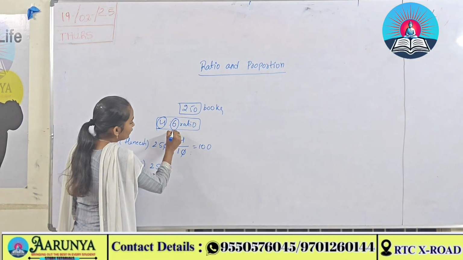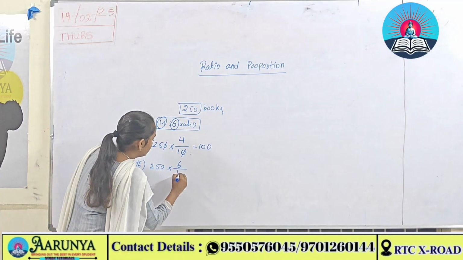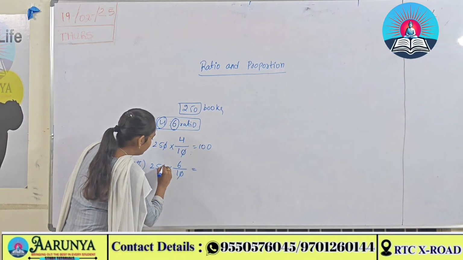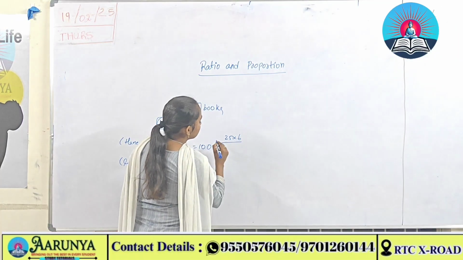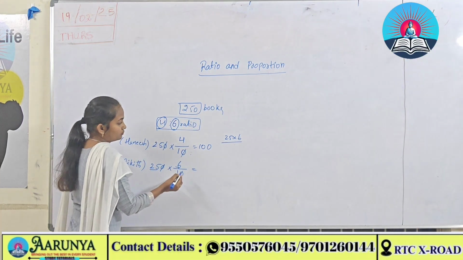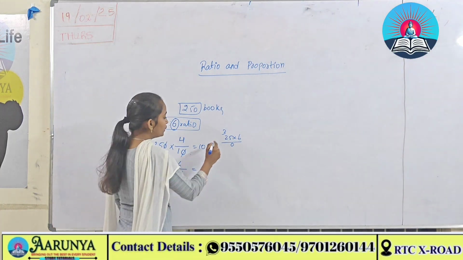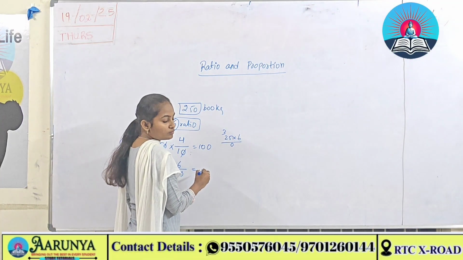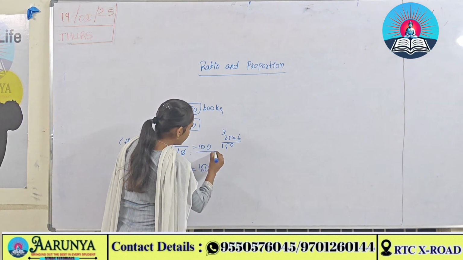So then what is Likit's ratio? 6 by 10, right? So same, 25 into 6. 6 fives are 30. 6 twos are 12, plus 3 is 15. So 150. So how many books will Hanish get? How many will Likit get?